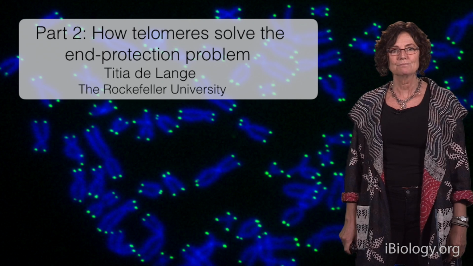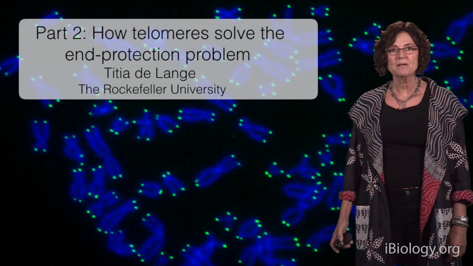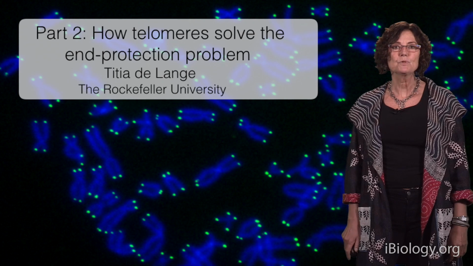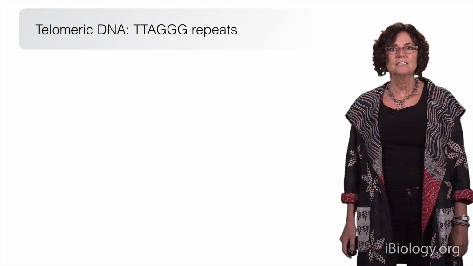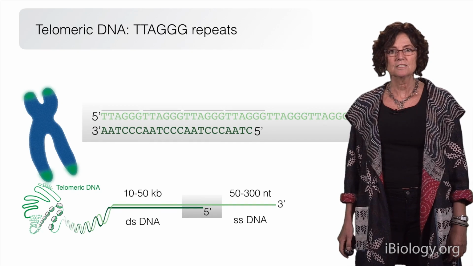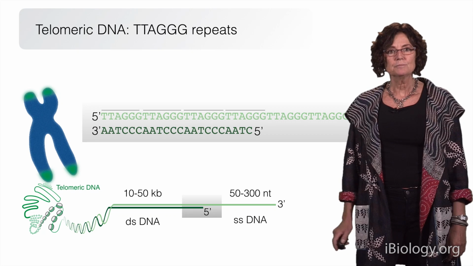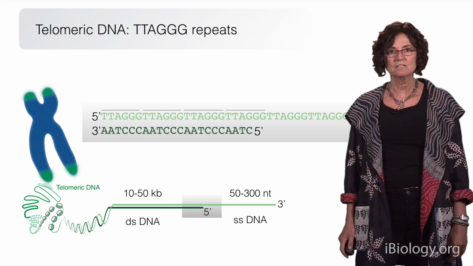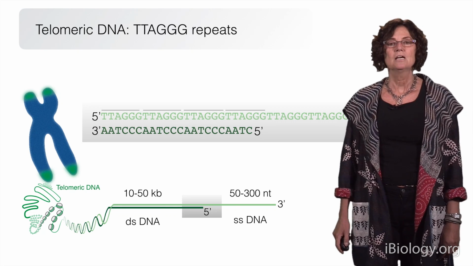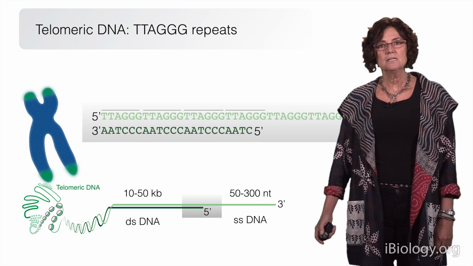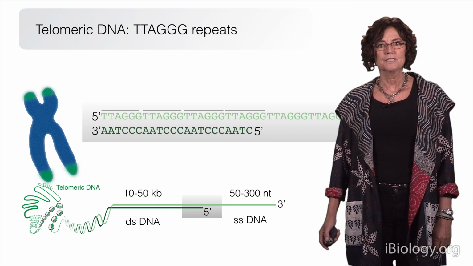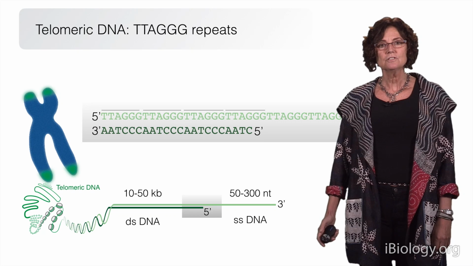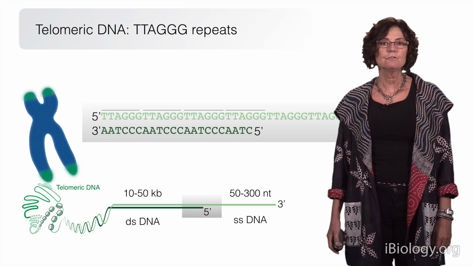In this lecture, I'm going to discuss how telomeres solve the end protection problem, how they protect the ends of chromosomes. Telomeres are made up of a simple DNA sequence, the TTAGGG repeats. All the telomeres in human cells and in mouse cells have exactly the same sequence, this short 6-nucleotide repeat, repeated over and over and over again. Thousands of repeats are present at every chromosome end.